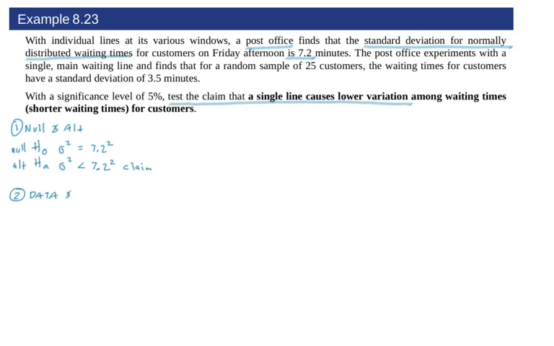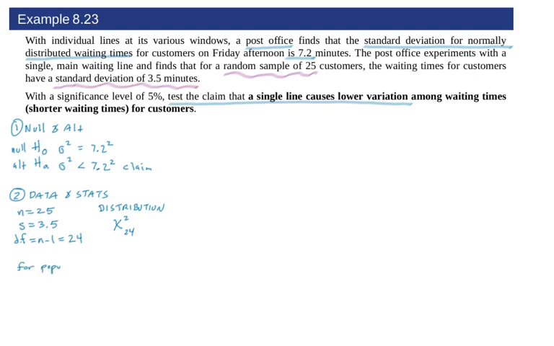All right, second step, data and stats. So our sample size was 25. Our sample standard deviation was 3.5. Our degrees of freedom was 1 less than the sample size, 24. And so our distribution we could write as chi-squared with a subscript of 24. So that subscript is the degrees of freedom.